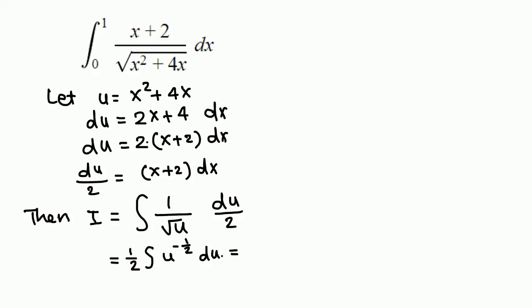Using the power rule, it's like x and dx: 1/2 times u raised to negative 1/2 plus 1, positive 1/2, divided by positive 1/2, plus c. But we have to work with these limits, so I don't need plus c, and we need to back substitute the value of u. In fact, 1/2 on the top and 1/2 on the bottom cancel. So we have u raised to 1/2, same as square root of u. U is x squared plus 4x. Again I don't want to put plus c.